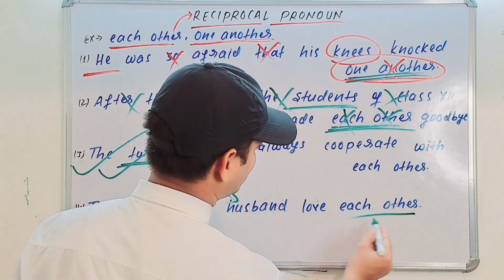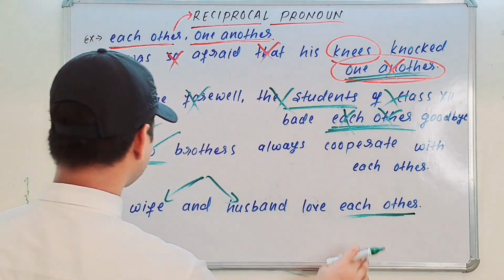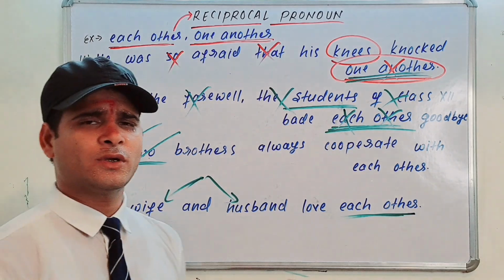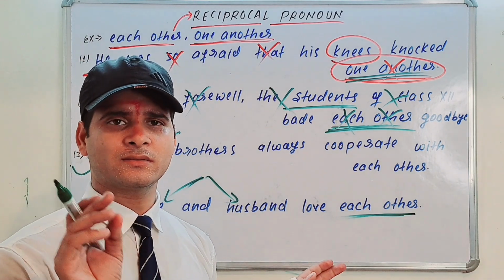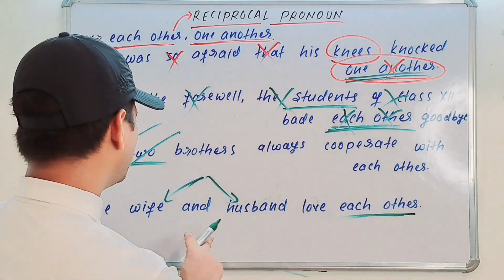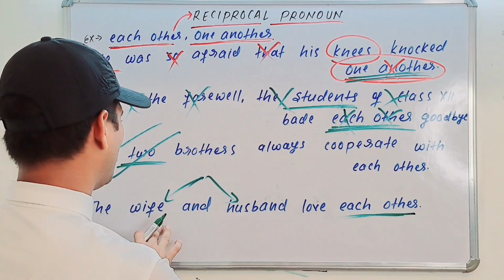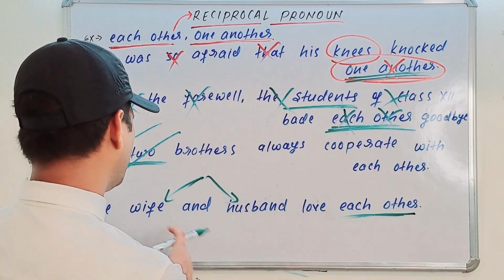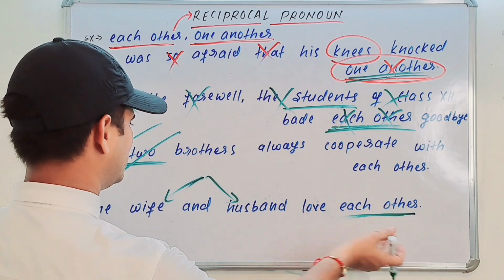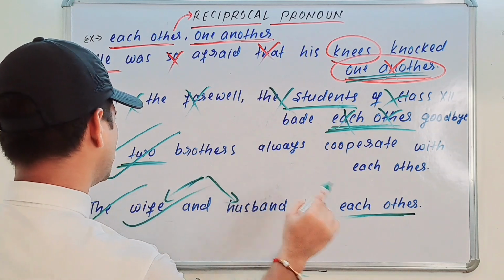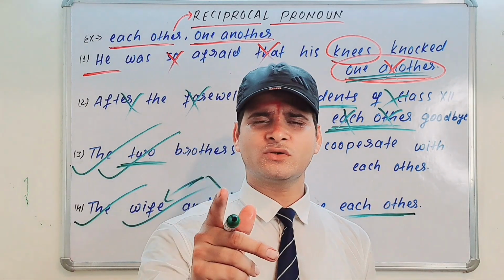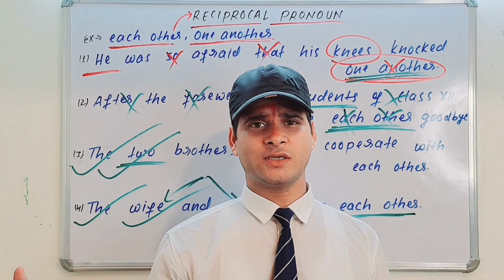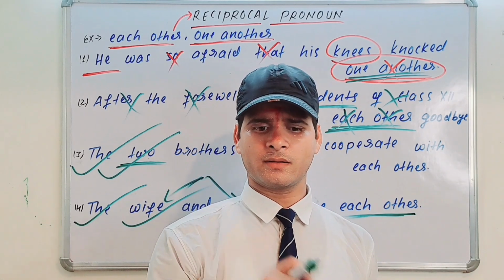What will be here? Each other, yeah, one another. So now I am going to say that the last sentence is right, because here there are only two in numbers, the wife and husband. They love each other. Right sentence. Now I am going to discuss more sentences, so don't miss the end.